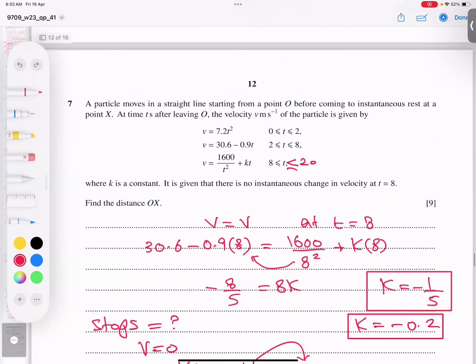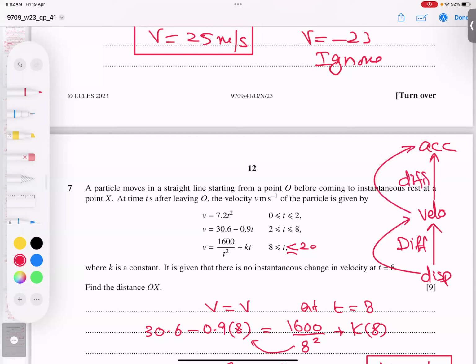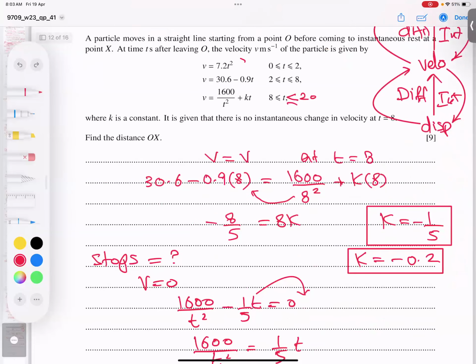For your knowledge, we have 3 levels. First is displacement, second level is velocity, third level is acceleration. If I differentiate displacement, I get velocity. If I differentiate once again, I get acceleration. But if I want to come down, I will do integration. If I want to come down from velocity to displacement, integration. So I am on the velocity level and I need displacement, so I will do integration. So all 3 equations I will integrate.